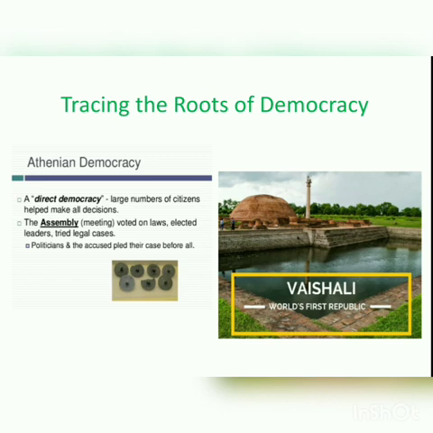In the direct democracy, a large number of citizens helped to make all the decisions, and there was the assembly, which voted on laws, elected leaders, and tried legal cases. It was the Athenian democracy, the earliest form of democratic government in Greece.